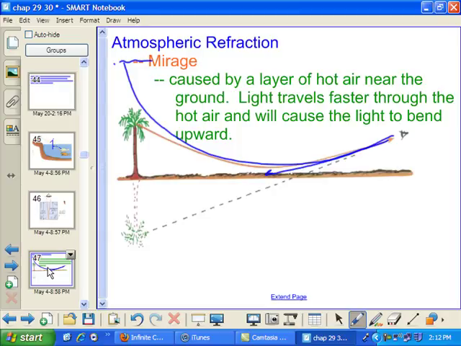But notice, on the areas on the side of the road where there's ground and trees, there's no mirage, because it's not as hot. Remember that concrete gets extremely hot, much hotter than the ground.